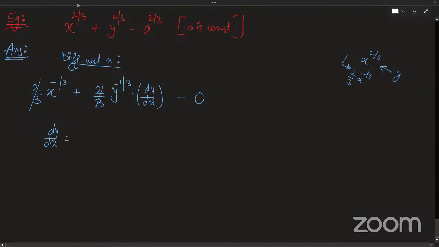So I'll get my value of dy by dx as minus x raised to minus 1 by 3 divided by y raised to minus 1. So it is basically minus (y by x) whole raised to 1 by 3. Right, everyone? Right? Yes, sir.